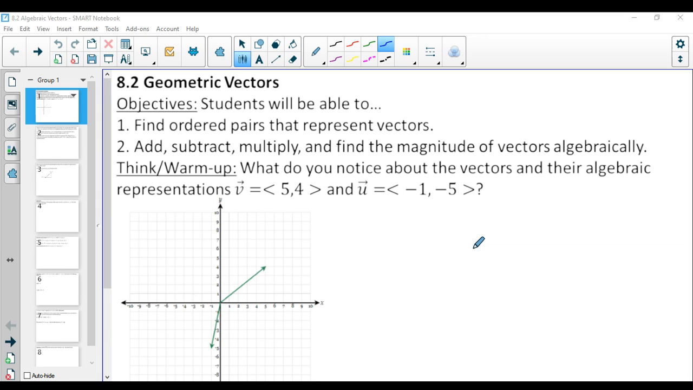What do we notice about the relationship between these two geometric vectors and their algebraic representations? Is there a way we can tell which one's V and U? You guys might be overthinking it.